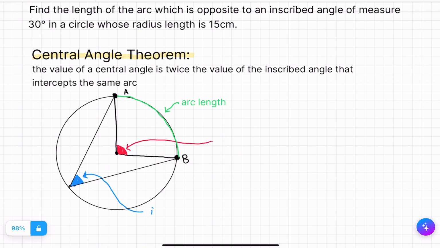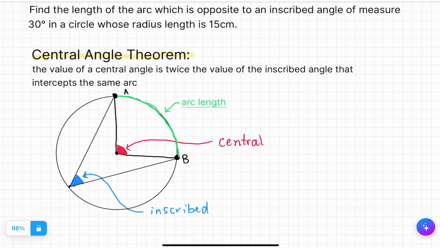First things first, our inscribed angle is our angle in blue, and our central angle is our angle in red. And the arc length is all the way from point A to point B, highlighted in green.